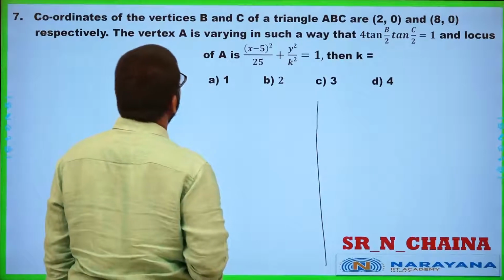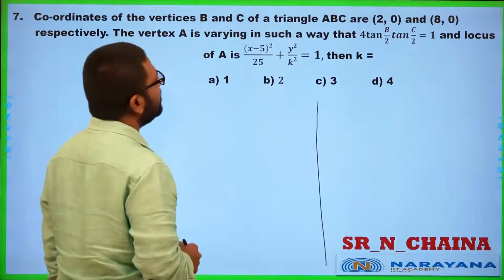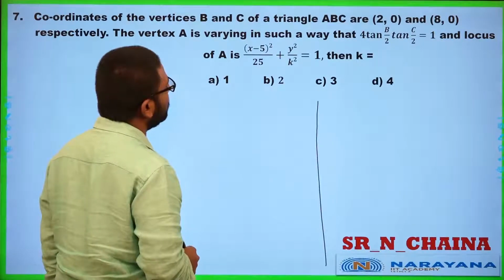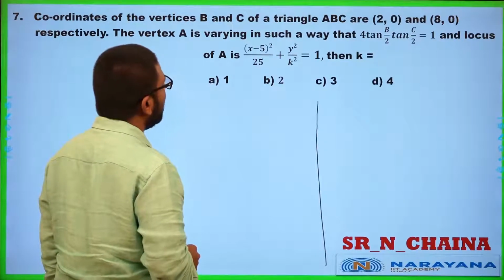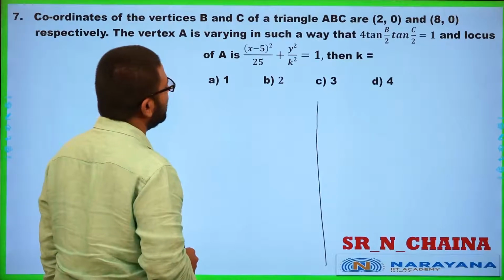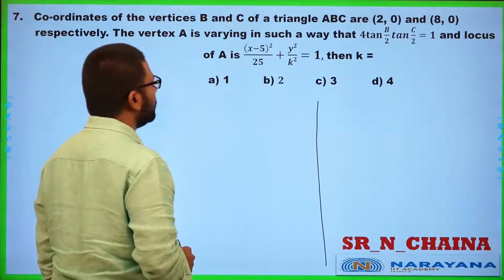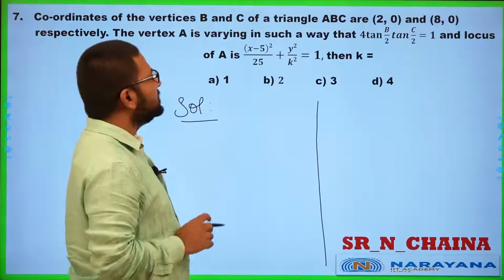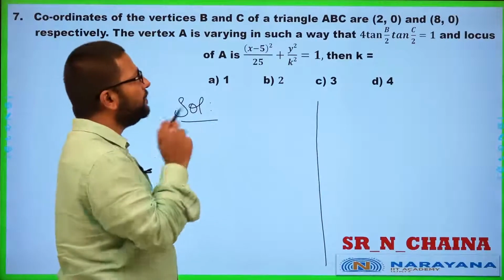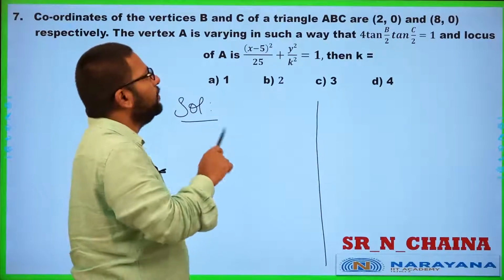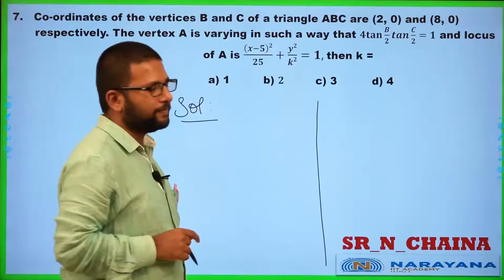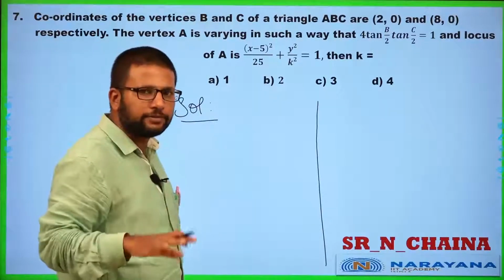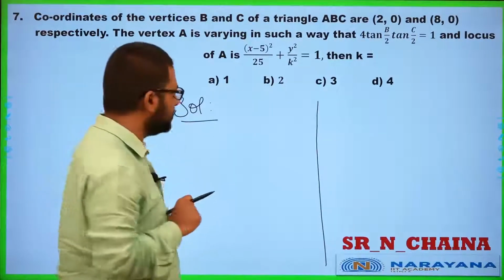Coordinates of the vertices B and C of a triangle ABC are (2, 0) and (8, 0) respectively. The vertex A is varying in such a way that 4 tan B by 2 tan C by 2 equal to 1 and the locus of A is (x minus 5) the whole square by 25 plus y square by k square equal to 1. Then k is equal to what? Okay, very interesting question. This is a clear locus question where coordinates of B and C are given and A moves in such a way that it follows a trigonometric rule, okay? And by looking at the locus of A, we know that it is going to be an ellipse, right? We need to find the equation of that ellipse, okay?